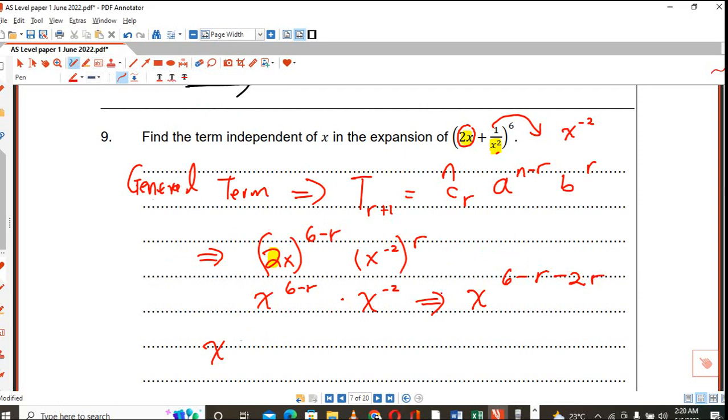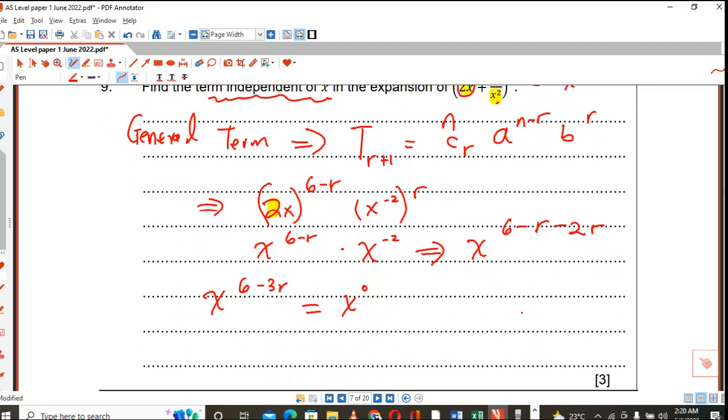So it's roughly 6 minus 3r, and it should equal, now the term independent of x is nothing but x raised to the power of 0. That's another way of working it out. Now I can drop the bases, and I'm going to say 6 minus 3r equals 0, then r will equal 2. Once I have that value of r equal to 2, what are we looking for now?